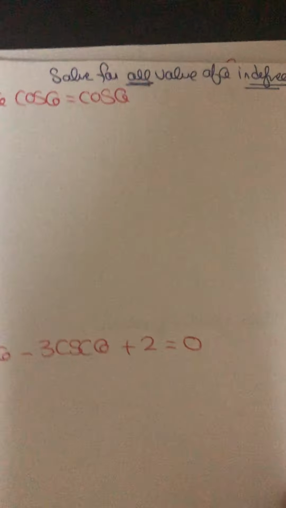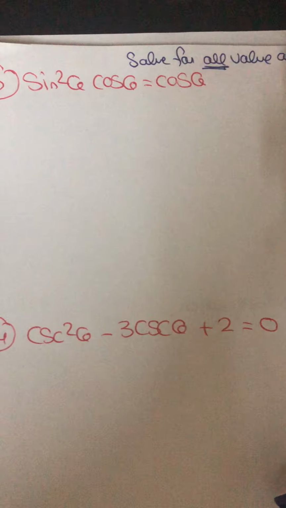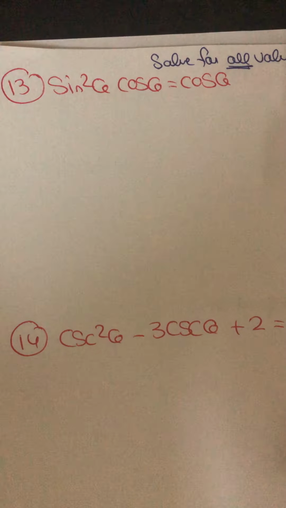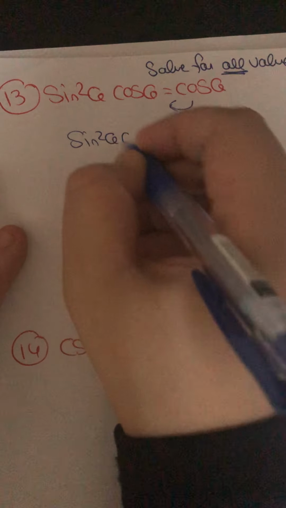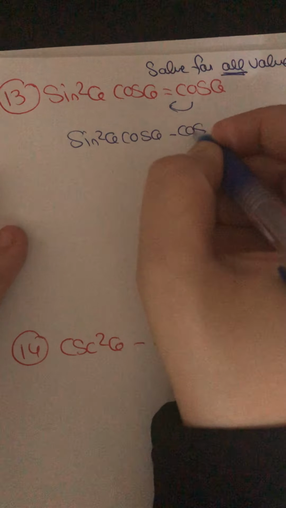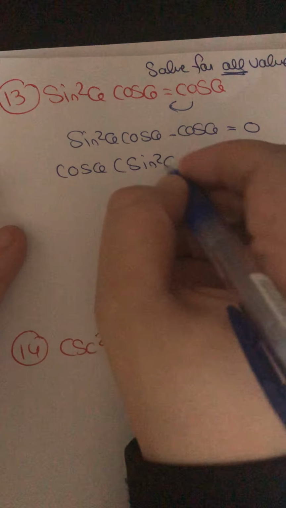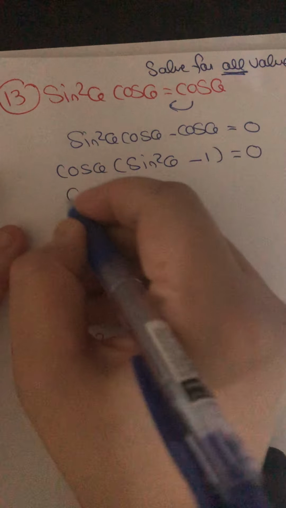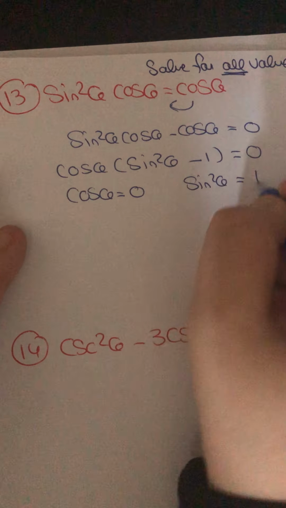Okay, for question number 13, the question is saying solve for all values of theta, but they want the answers in degrees. Okay, so question number 13, again they're all repeated and all similar ideas, and it keeps repeating itself. You get adapted to doing this. And then take cosine theta as a common factor. Sine squared theta minus 1 equals 0. Either cosine theta equals 0 or sine squared theta equals 1.